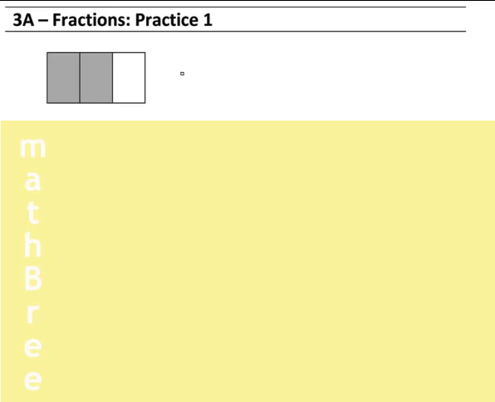Here we have a rectangle divided into 3 equal parts, and 2 out of 3 of the parts are shaded in. So to represent what part is shaded in, we could represent it like this: 2 out of 3 parts shaded in, and this is read 2/3. So the fraction that's shaded in is 2/3.